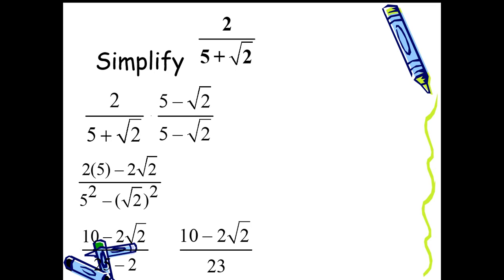2 times 5, 2 times minus radical 2, and this is an identity, as I said: A plus B times A minus B gives me A squared minus B squared. Then it's 5 squared minus radical 2 squared, which is 2. Then I have 2 times 5, 10, minus 2 radical 2 over 5 squared, 25. 25 minus 2 is 23. And this is my final answer. It's rationalized. I don't have any more radical in my denominator.